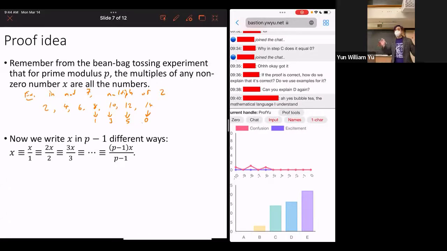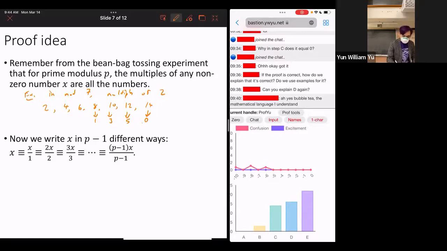Well, now we write the multiples, we write x in p minus one different ways. So remember, again, we're in a prime modulus, so you can do division. And so I can write any number x as x over one, right? X divided by one is still x. 2x divided by two is still x. 3x divided by three is still x, and so on.